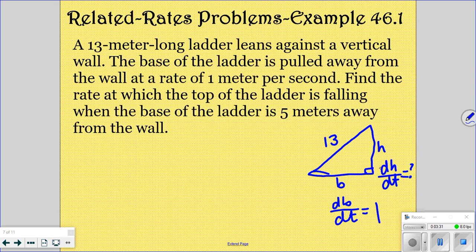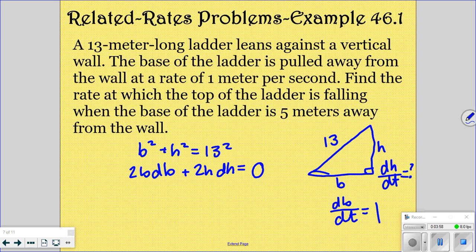So the first thing that we have to do is to set up an equation with our b, h, and 13. So we have a right triangle, so we can use the Pythagorean theorem. So b squared plus h squared equals 13 squared. And then we're going to take differentials. So the differential would be 2b db, plus 2h dh, equals 0. And we're going to divide everything by dt because we're doing with respect to time.